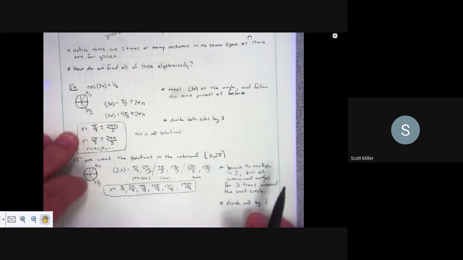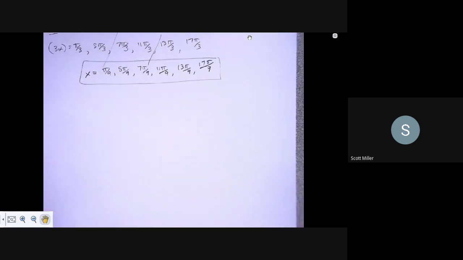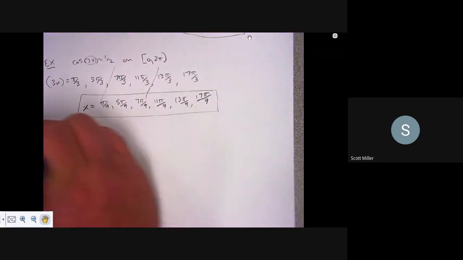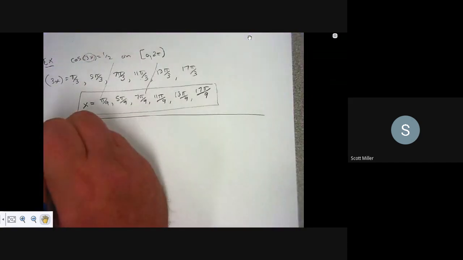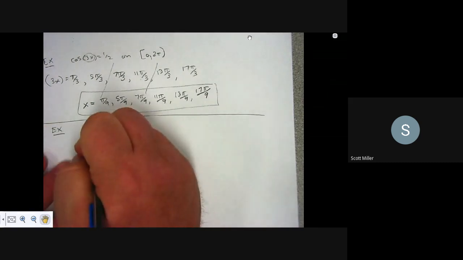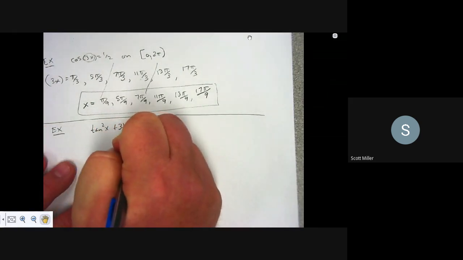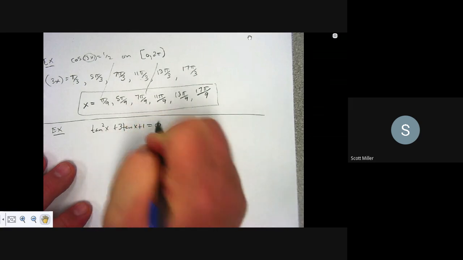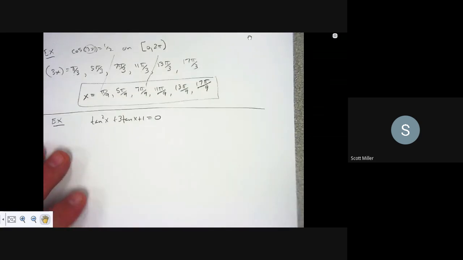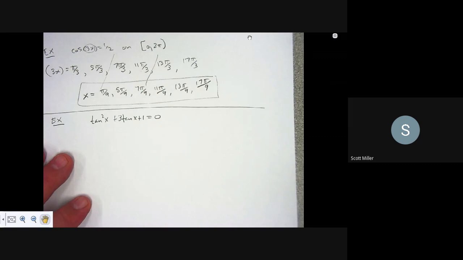Okay, so let's continue on with some examples. So here's another example. This is going to be the tangent squared of x plus 3 times the tangent of x plus 1 equals 0. So we're going to find all the solutions to this one. So notice there is no interval. So I'm going to find them all with the plus or minus in pi stuff.